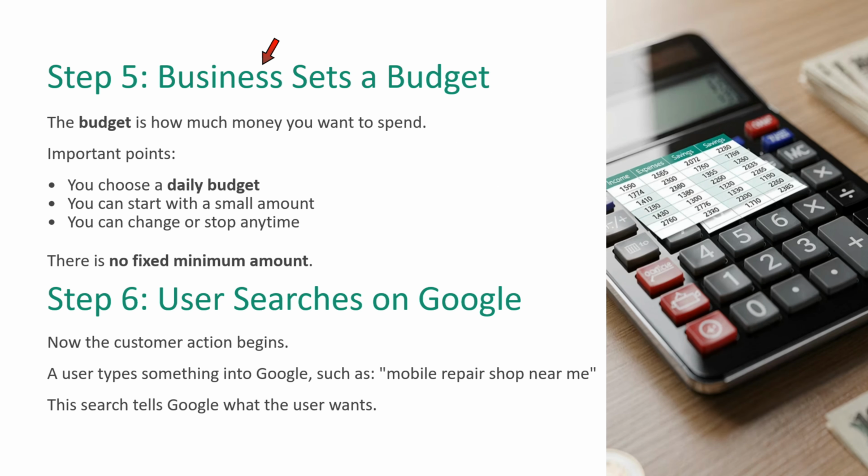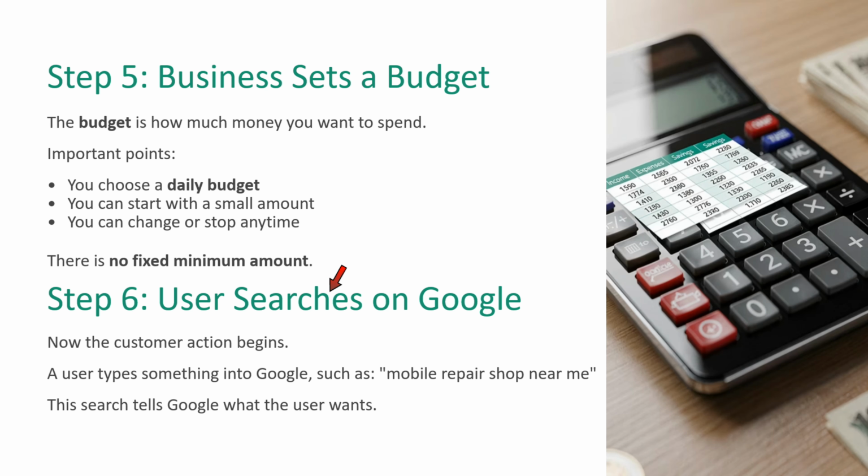Step 5. Business sets a budget. The budget is how much money you want to spend. Important points. You choose a daily budget. You can start with a small amount. You can change or stop anytime. There is no fixed minimum amount.